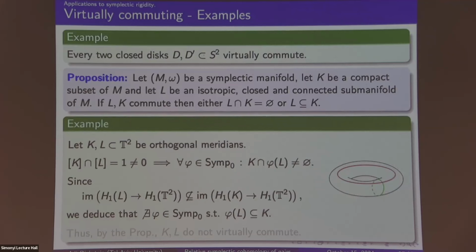And also, since the image in the first homology of L into the homology of T is not a subset of the image in the first homology of K into the manifold, we get that there is no continuous isotopy, and in particular no symplectic isotopy that sends L into K. So by the proposition, we get that K and L do not virtually commute.